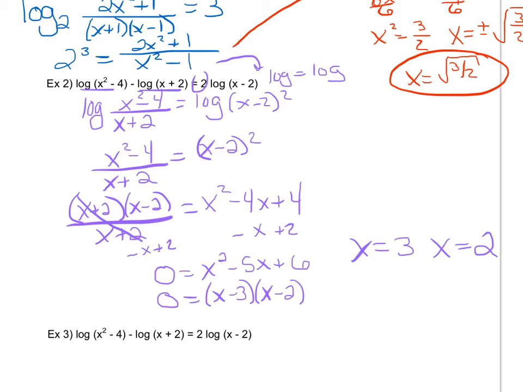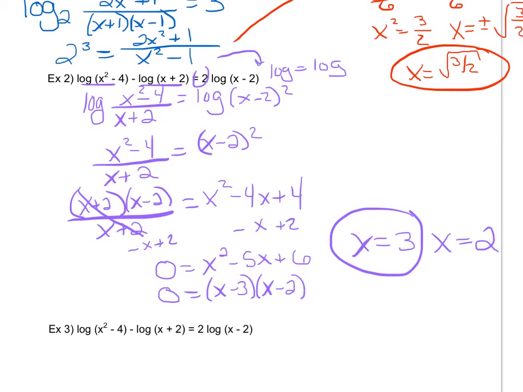I check to make sure neither of those puts a 0 or less inside of my logarithm. 3 squared minus 4, I'm good. That's above 0. 3 plus 2 above 0. 3 minus 2 above 0. This one works. It's a good solution. When I check 2 squared minus 4, that's going to give me 0. I cannot take the log of 0. It is not part of the domain. So I'm going to go ahead and say that this does not work by putting a does not equal to line through it.